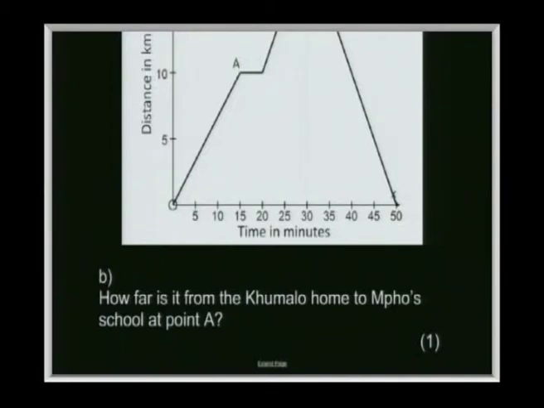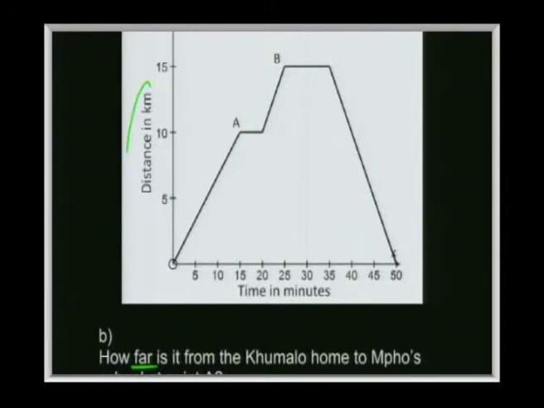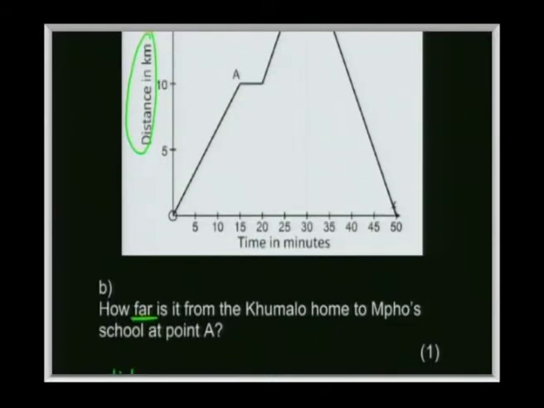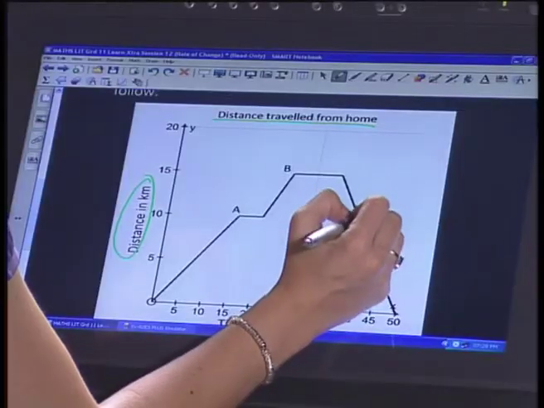How far is it from the Khumalo home to Mpho's school at point A? Well, if we look at the word far, it implies that we are looking for a distance, which means we are going to be looking at the vertical axis. How far away is the school, is point A, the school, away from home? And if we have a look at our heading over here, we need to make sure that we realize that this graph shows the distance traveled away from home, and that is Mrs. Khumalo's home. It doesn't mean the distance traveled overall, because can you ever travel a negative distance?